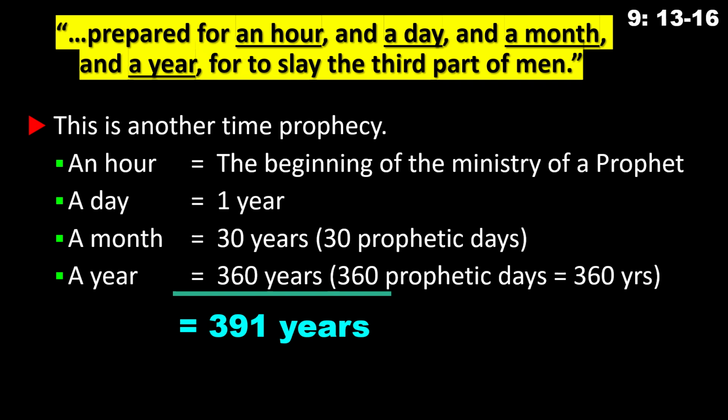Then we have the clause, prepared an hour and a day and a month and a year for to slay the third part of men. This is another time prophecy. An hour is the beginning of the ministry of a prophet or manifestation of God. A prophetic day equals 1 year. A prophetic month equals 30 days, which equals 30 actual years. Then a prophetic year equals 360 days, which in turn equals 360 actual years. You add them up, 1 plus 30 plus 360, and you get a total of 391 years.